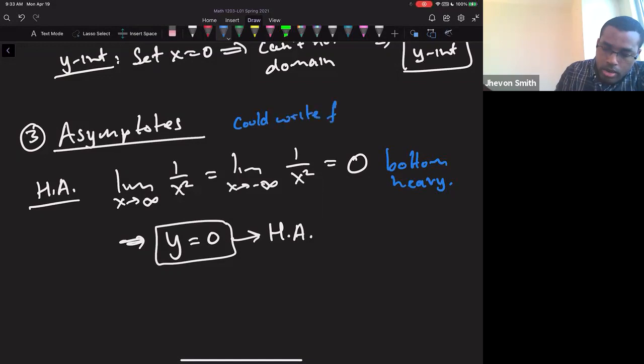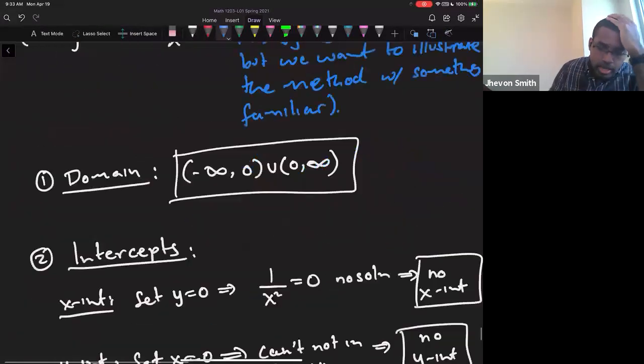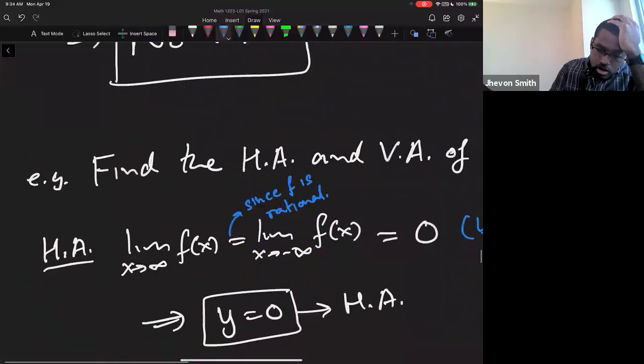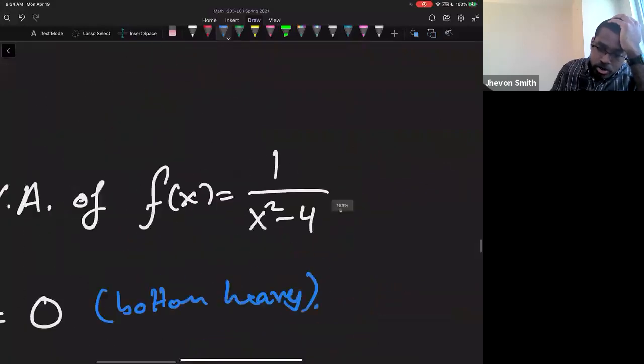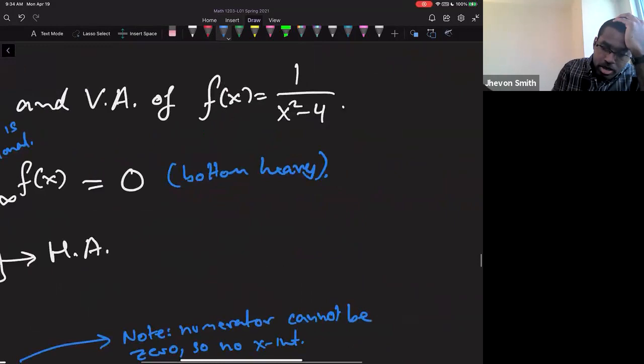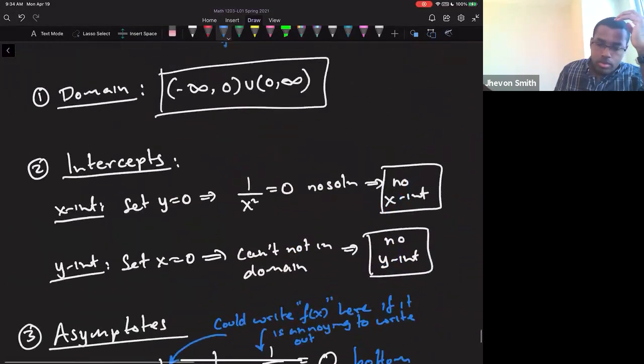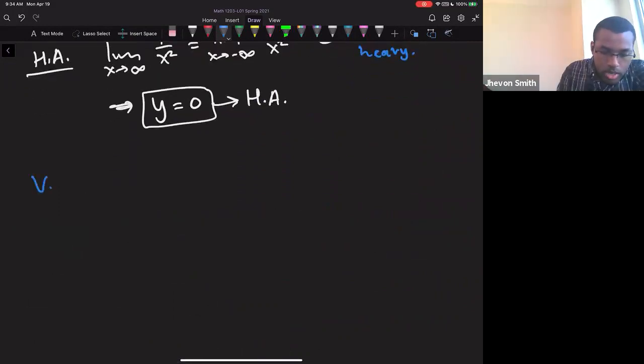You could write f of x here if it is annoying to write out the function. So instead of that, you could have written this as the limit as x approaches infinity of f of x, which is like what I did up here, right? So I just wrote f of x instead of writing the actual function I was looking at. That's okay. Just know that when you're taking the limit of f of x, you're actually taking the limit of that function that you had. So that's the horizontal asymptote, y equals zero. Now, if I look for the vertical asymptote, I'm going to see that f is reduced.